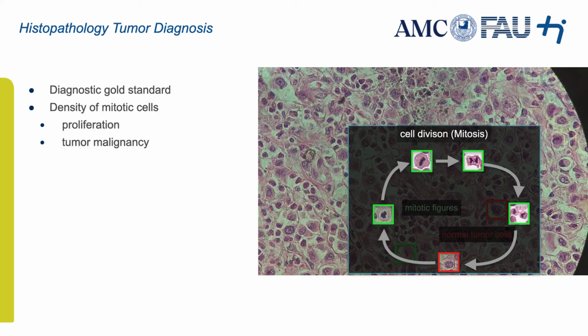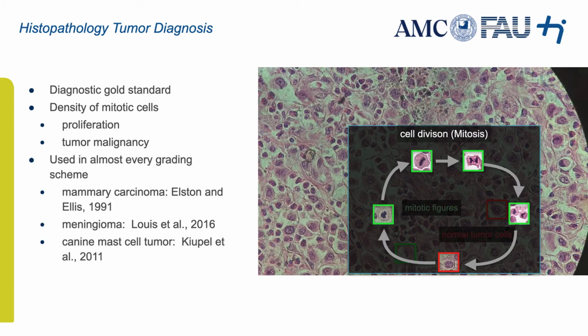It is well known that the rate at which mitotic figures are present is related to tumor growth and thereby tumor malignancy. This explains why the count of mitotic figures per area is also a decisive factor in many grading schemes.